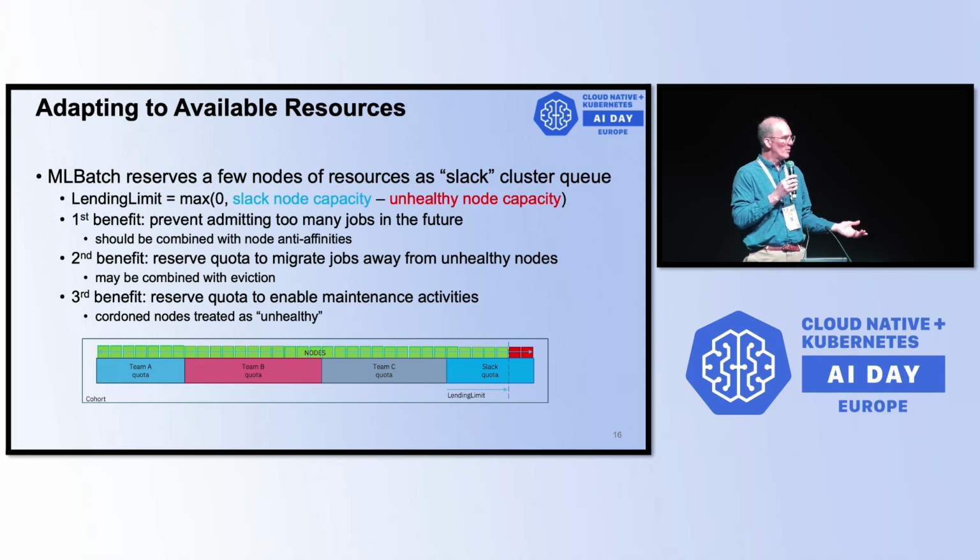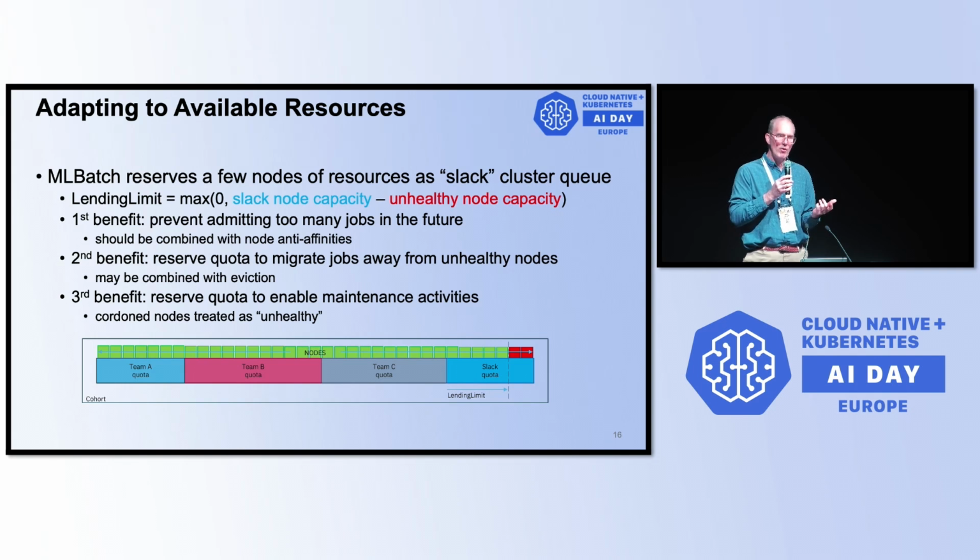It sees the labels put in by Autopilot, and it automatically adjusts what Kueue calls the lending limit, the amount of capacity that the Slack cluster queue is making available to other queues to borrow, to match the actual available capacity. So this is how we're able to smooth out these small amounts of failures, nodes coming in and out of clusters.